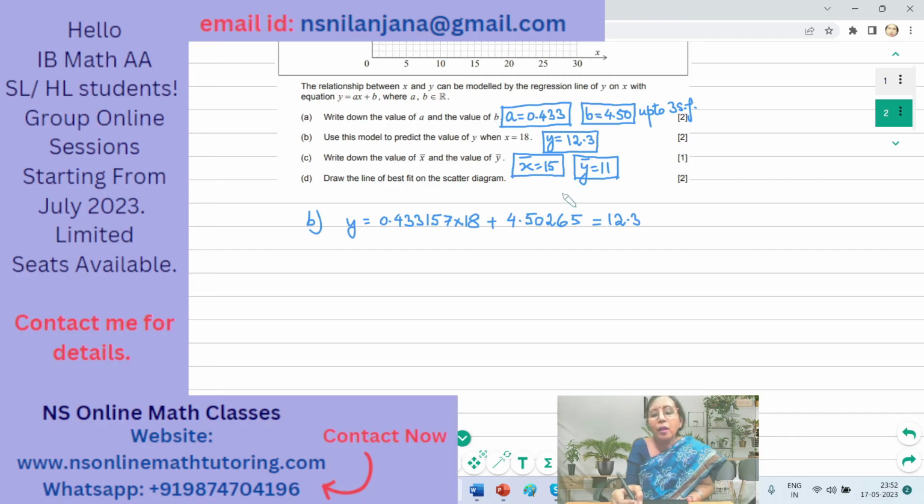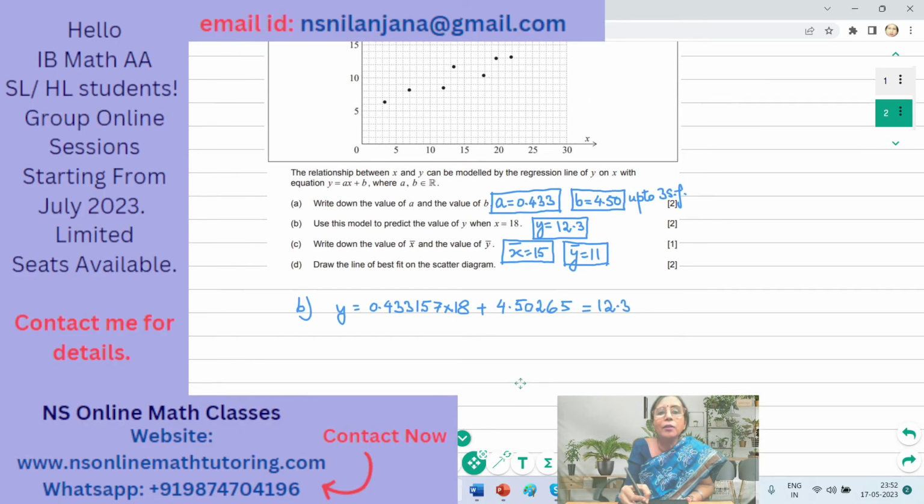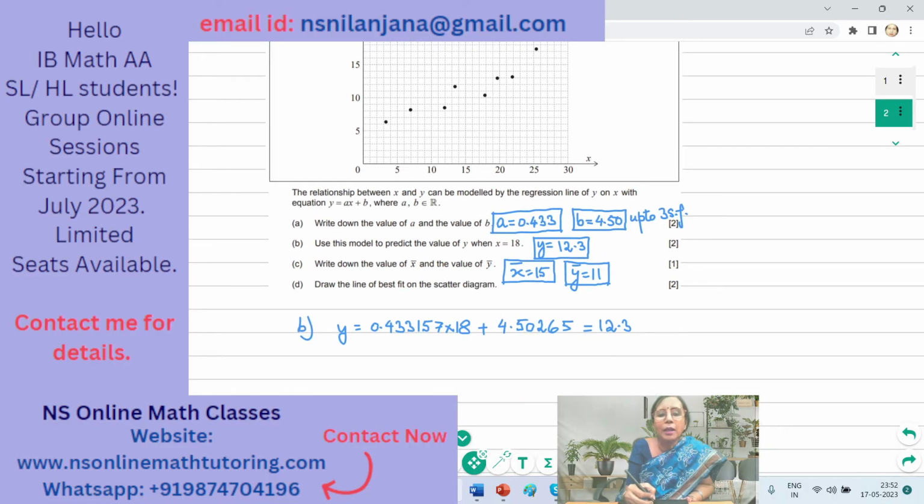Okay, so first of all we can plot this point on our scatter diagram, 15 comma 11. Let me mark it in red. 15, and this is 10, this is 11. Okay, so this is the 15 comma 11 point.